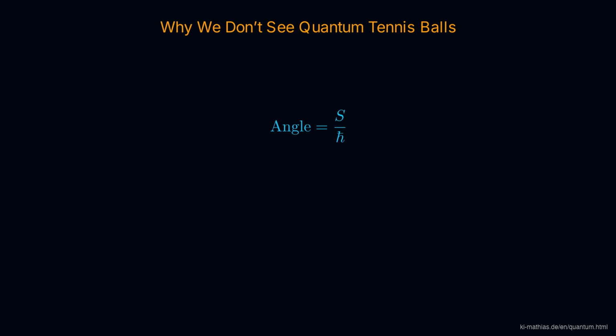The smaller h-bar is, the more the arrow spins for a given action. A tennis ball has an action of about 11 joule seconds. Divided by h-bar, that gives 10 to the power of 34 full rotations, 17 billion times around. If the ball deviates by just 1/1,000,000th of a millimeter from the straight path, the arrow already spins 100 billion times more. Neighboring paths point in completely random directions. Everything cancels out. The tennis ball only feels the classical path.